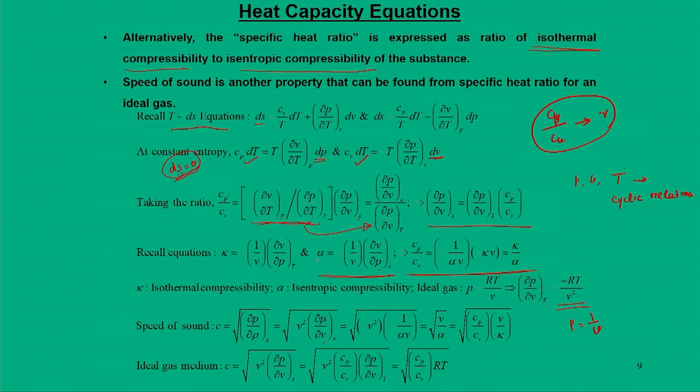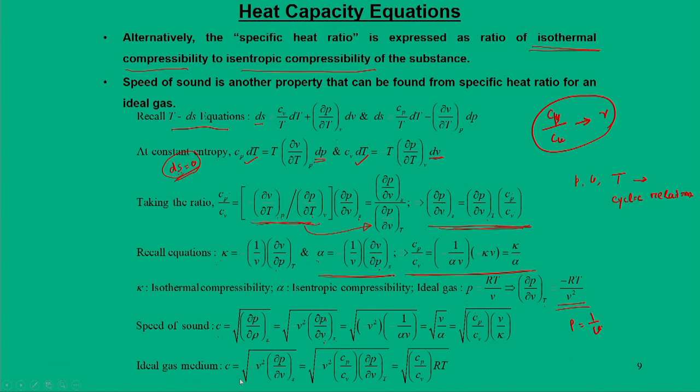Now, the dou P by dou V expression we can get from alpha. So we can say minus V square into minus 1 by alpha times V. After simplifying, we get the speed of sound equal to square root of Cp by Cv into V by alpha. The Cp by Cv and dou P by dou V at constant S we can find from here. Then from this we say that the speed of sound C is equal to square root of Cp by Cv into V by kappa. Okay.